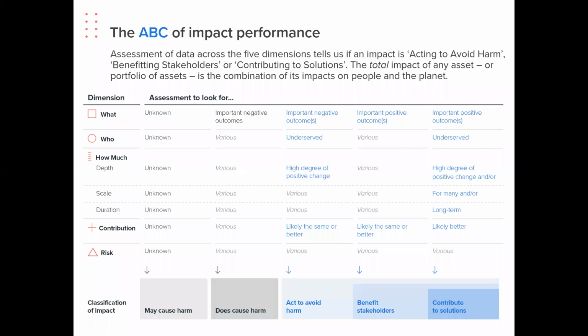And then on the far right, it's the contribute to solutions. And this one is intentionally a higher bar. So you can see in terms of the 5 dimensions, it needs to be an important positive outcome for an underserved population, which is different than the benefit stakeholders column. It needs to be a high degree of positive change and/or for quite a lot of people or for a very long time frame. And there needs to be evidence that what's happening is better than what would have happened otherwise. So this is quite a number of conditions that need to be met, but this is to describe those efforts that are really geared towards, for instance, making a material contribution towards the Sustainable Development Goals.